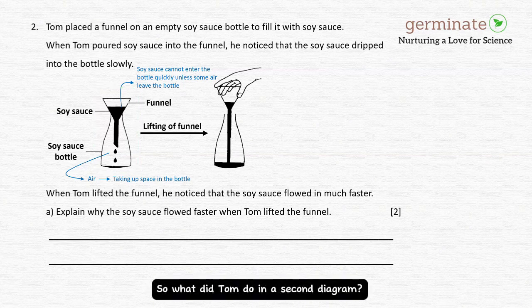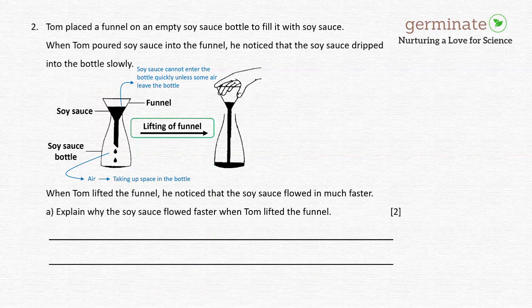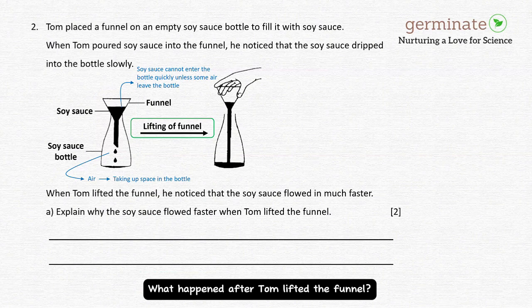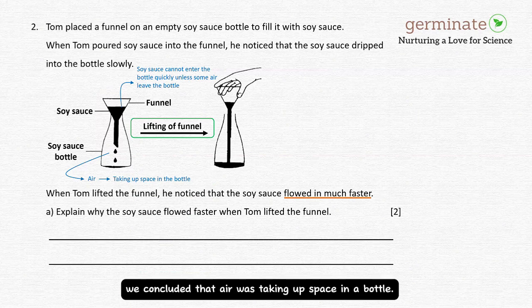So what did Tom do in the second diagram? He lifted up the funnel. What happened after Tom lifted the funnel? He noticed that the soy sauce flowed in much faster. Why is this so? From the first diagram, we concluded that air was taking up space in the bottle.